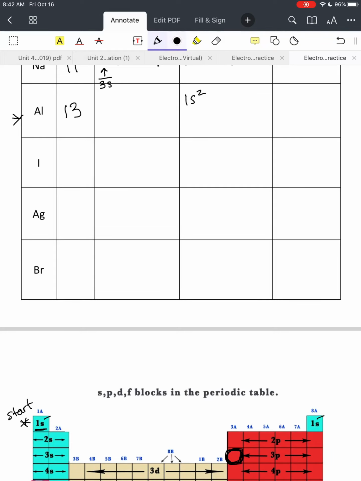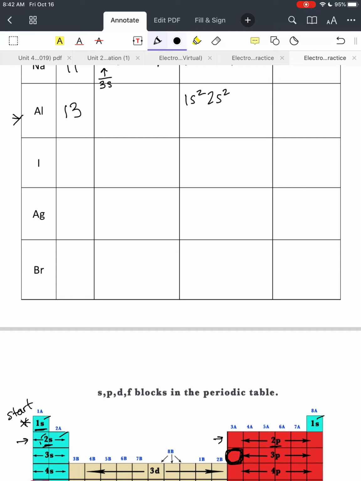Okay, I'm at the end of the row here, so now I'm going to go back to the second row. The next thing I have is 2s, so I'm going to write 2s down. How many boxes are labeled 2s? I have 1, 2. 2s2. I'm just going to keep moving across my row, right?